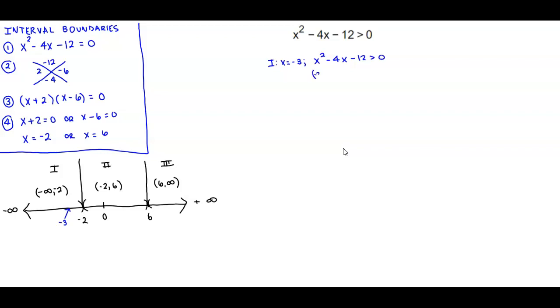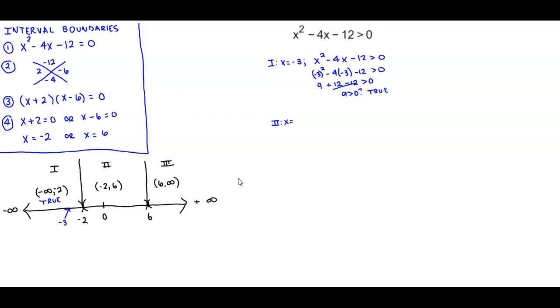So we're going to plug in negative 3, square that, minus 4 times negative 3 minus 12, and see if that's greater than 0. Negative 3 times negative 3 is positive 9. Negative 4 times negative 3 is positive 12. And then that's minus 12, and that's greater than 0. Well, 12 minus 12 is 0, so 9 is greater than 0. Is that true? The answer is true. So that means it's true for all values of x that we pick in this interval that'll make that statement true.